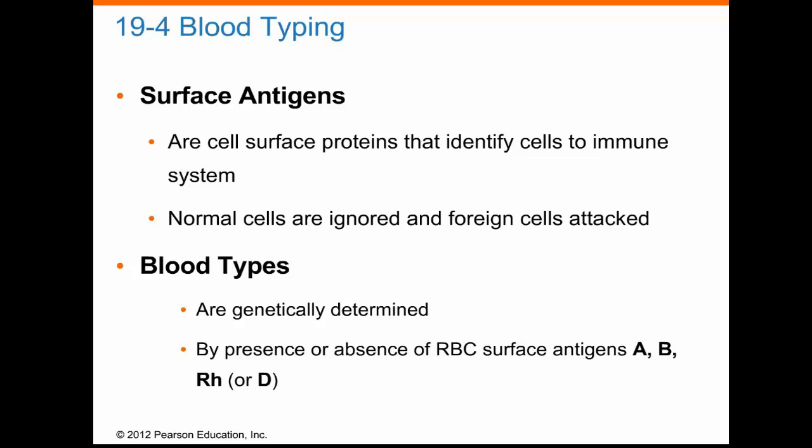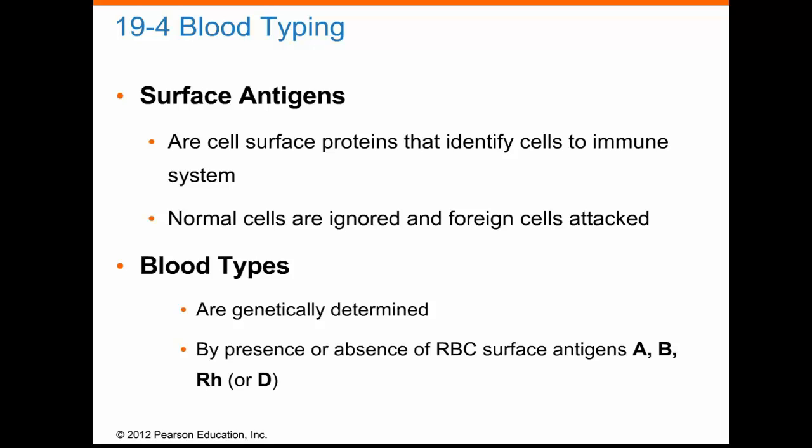So blood typing is dependent upon the surface antigens. When I say surface antigens, I mean the antigens that are stuck to the surface of the red blood cell. They're proteins that are identified to cells in the immune system. Normal cells ignore the surface antigens, but foreign cells get attacked. So if I'm blood type A, then the surface antigens I carry are not attacked by my normal blood.